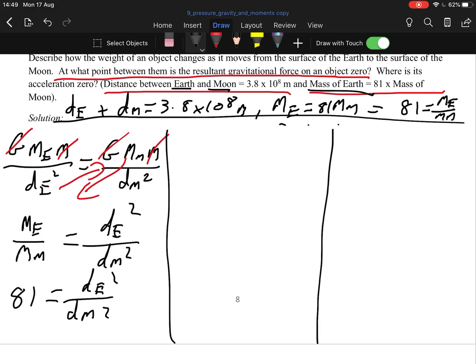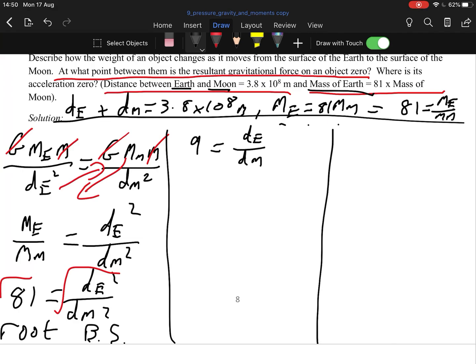Okay? This year when this came up, this is a horrible question. So what we can do now is square both sides, or rather take the square root of both sides, to get rid of the square. In other words, we're going to get the square root of 81 and the square root of the other side. So that's going to leave us with 9 equals the distance of the Earth over the distance of the Moon.